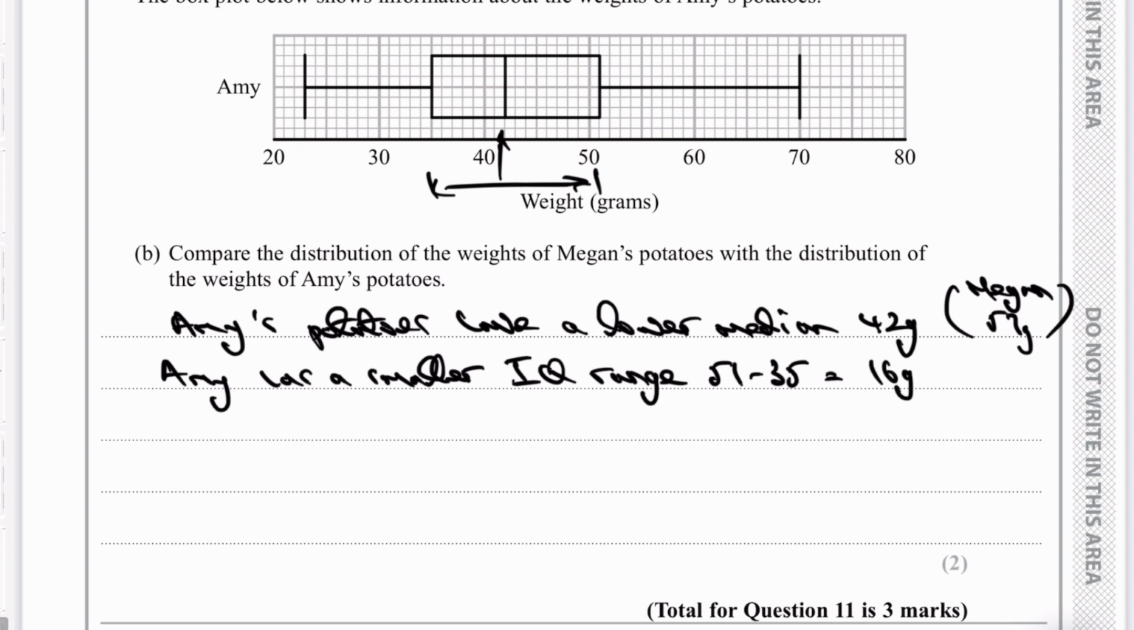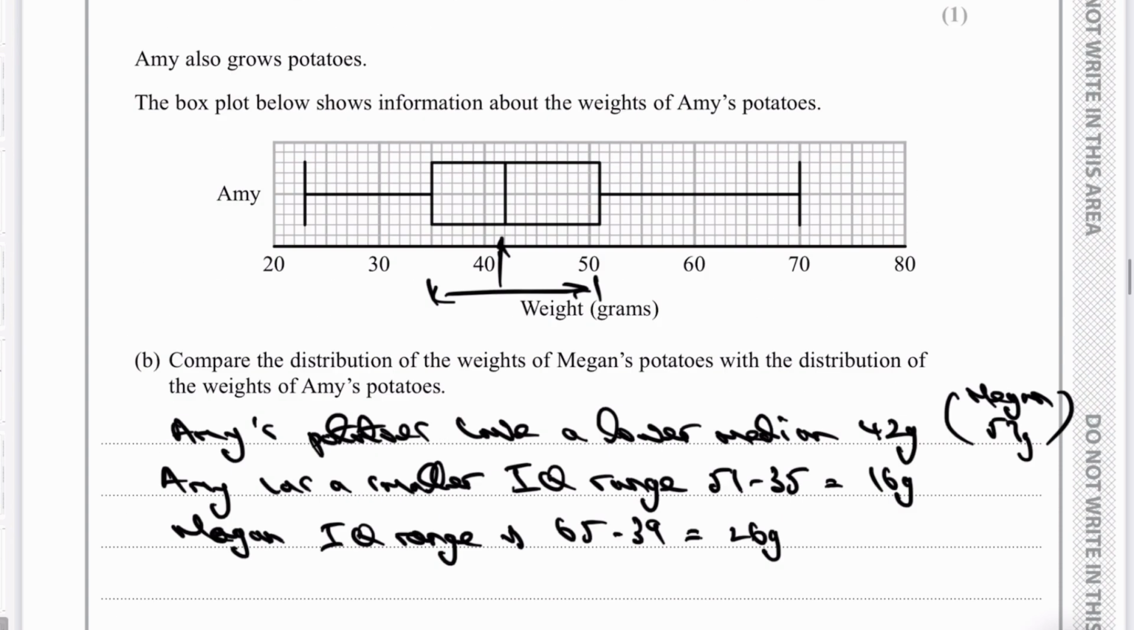And then just by comparison, I'm going to put that Megan's IQ range is 65 minus 39, which equals 26 grams. So her range is much bigger. So the middle 50% of Megan's potatoes are much heavier than the middle 50% of Amy's potatoes.